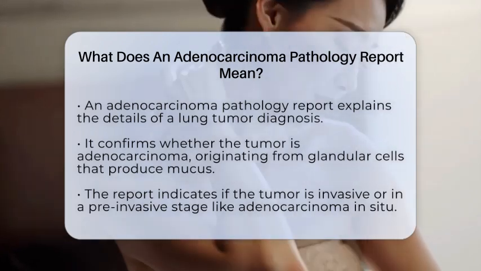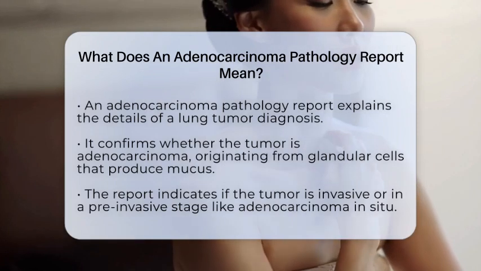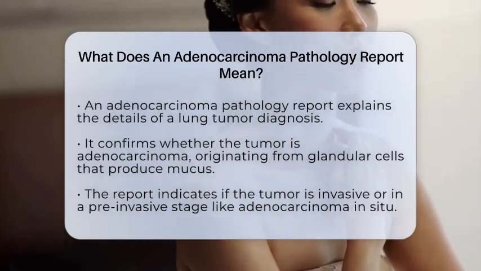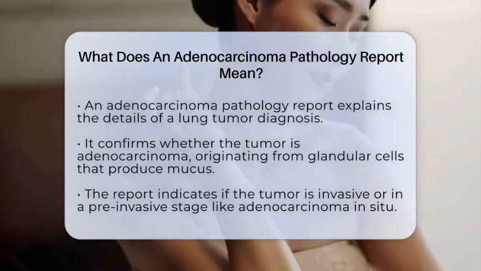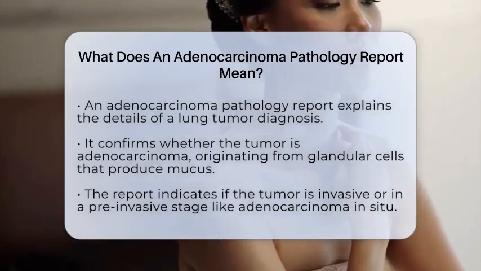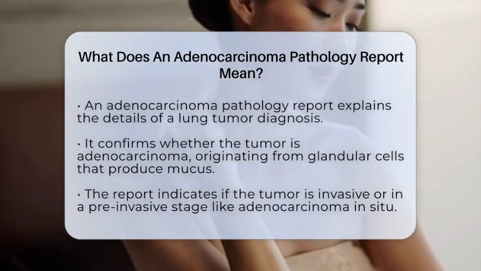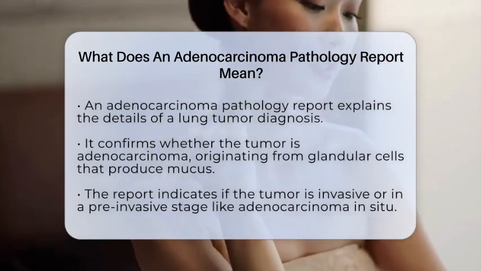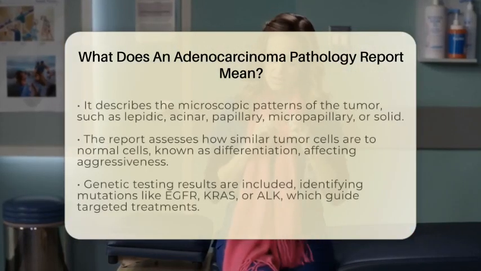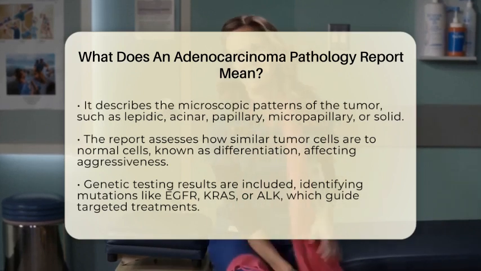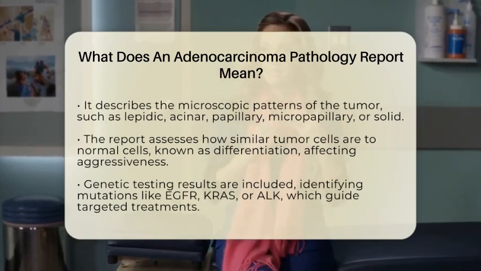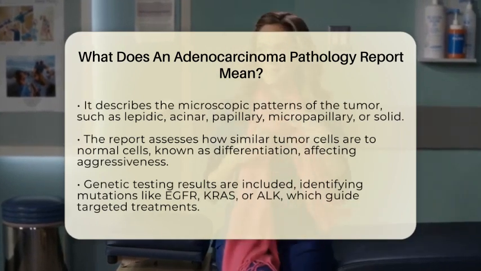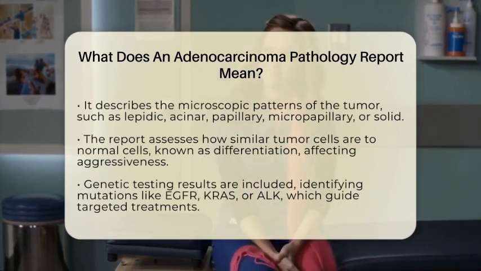First, the report confirms the diagnosis of adenocarcinoma, which originates from glandular cells in the lung. These cells normally produce mucus or other substances. The report may specify if the tumor is invasive, meaning it has spread beyond its original spot, or if it's in a pre-invasive stage called adenocarcinoma in situ. Adenocarcinoma in situ has a very good prognosis if completely removed because it hasn't spread yet. The report might also mention minimally invasive adenocarcinoma, which shows limited spread but still has a good outlook.